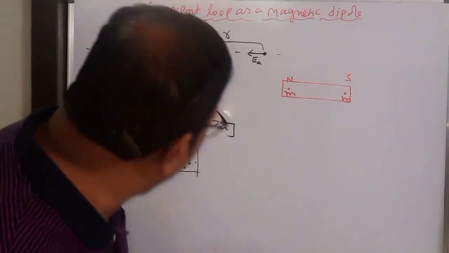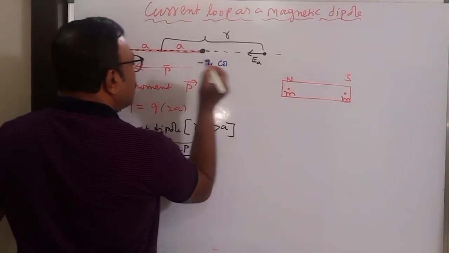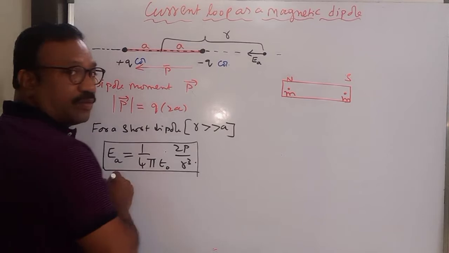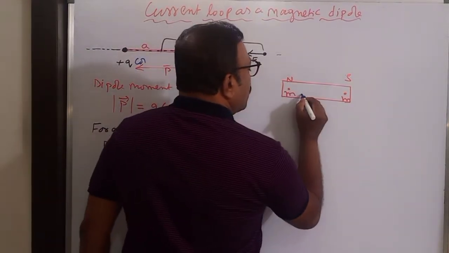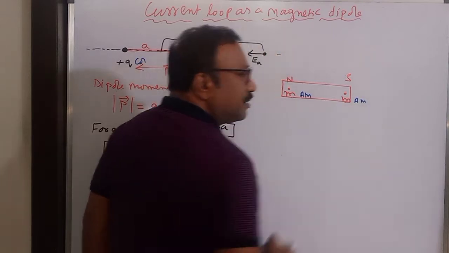Remember one point if you come to the units. You know, this q is measured in coulombs. Charge is measured in coulombs. Similarly, pole strength is measured in ampere meter. Ampere meter. That is the unit of pole strength.